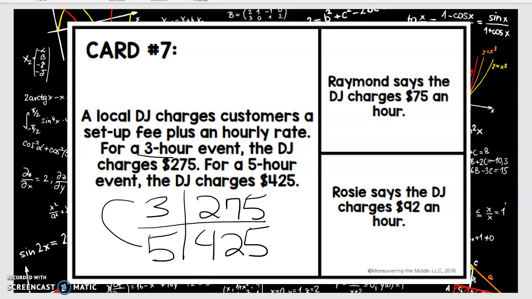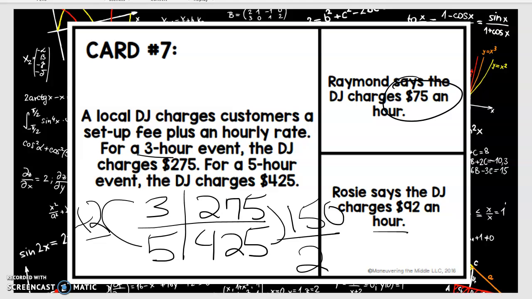I want to find the difference between my x, 3 and 5, which is 2. And then the difference over here is 150, from 275 to 425. Now, I want to know how much it is for 1 hour. Right now, I have for 2 hours. So I want to divide 150 by 2, and that is going to give me 75. So Raymond is correct.